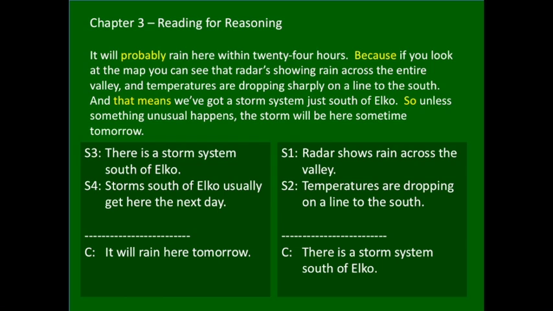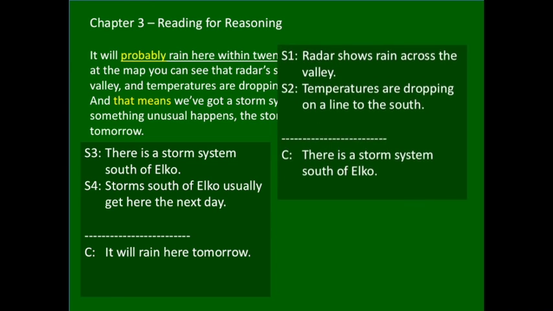At this point, we have 2 small arguments. Are they completely independent of each other? Actually, they are connected to one another. The conclusion of one bit of reasoning is support for another bit of reasoning. And so the argument for the conclusion that there is a storm system south of Elko is a tributary, part of the main argument, the conclusion of which is it will rain here tomorrow.